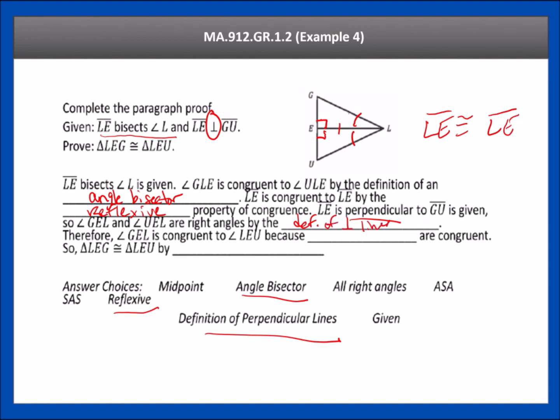And then because they're both right angles, they must be equal because all right angles are congruent. That takes care of this one. All right angles are congruent. And therefore, if I look at these angles, I've got angle, side, angle, right? The right angle, the side in between, this acute angle. And so we've got ASA. So the two triangles must be congruent by ASA. And that's the end of the proof.